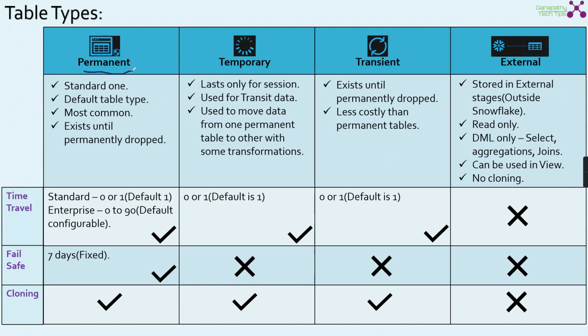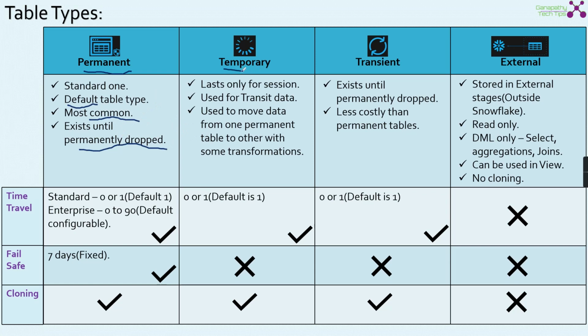Permanent tables. Permanent tables are the standard ones in Snowflake. It is the default table type. Meaning, if you don't define the table type while creating the table, it will automatically be created as a permanent table. It is the most common one, used everywhere. Typically in databases and the data warehousing background, all the data will be stored in the form of tables only. So this is the permanent way of storing the data. It exists until it is permanently dropped. It's a common mechanism for any table. The tables will live until they are dropped explicitly using the drop table command.